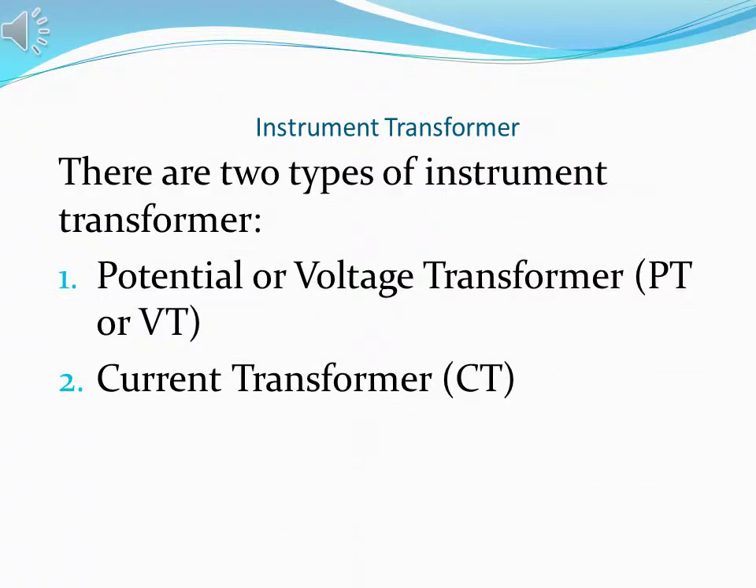There are two types of instrument transformer. Number 1, voltage or potential transformer. Number 2, current transformer.